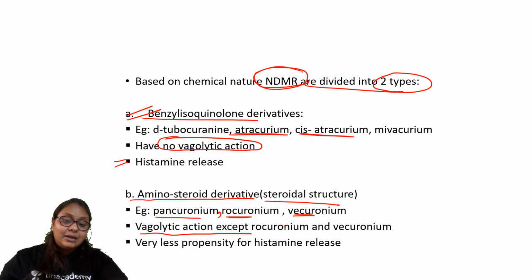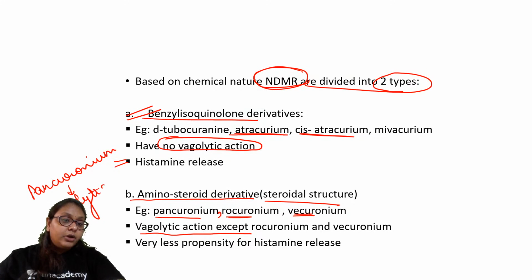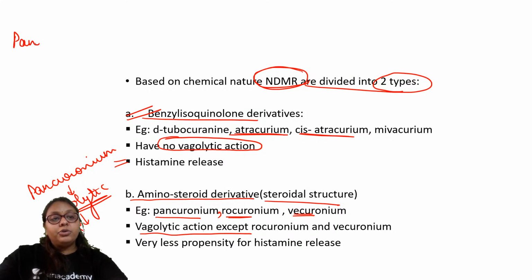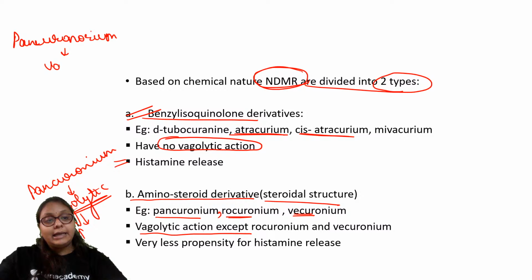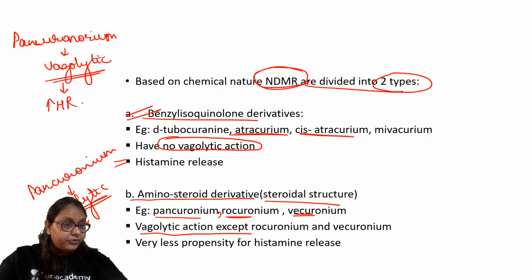present except rocuronium or vecuronium. So you can say pancuronium has vagolytic action. What does vagolytic action mean? Pancuronium, it has a vagolytic action, and therefore that will cause an increase in the heart rate.